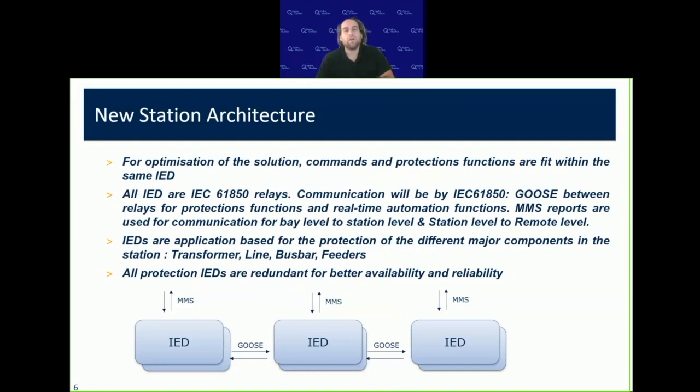The IEDs are arranged along the different standard applications, you could say, so transformers, line, bus bar, feeders. So all of those are different IEDs, standardized applications with their own functions that were already in place in Hydro Quebec. And for availability and reliability, all those IEDs are redundant. The ones that are not redundant are secondary functions, such as auxiliary functions and such.